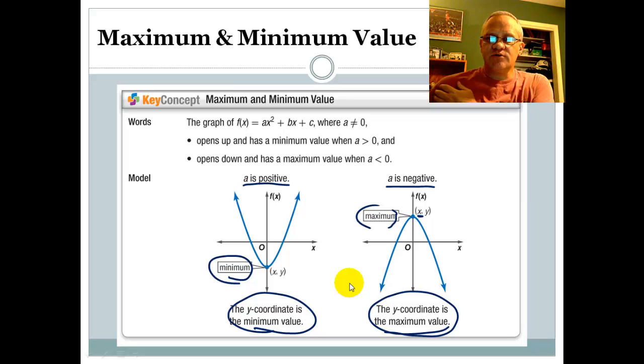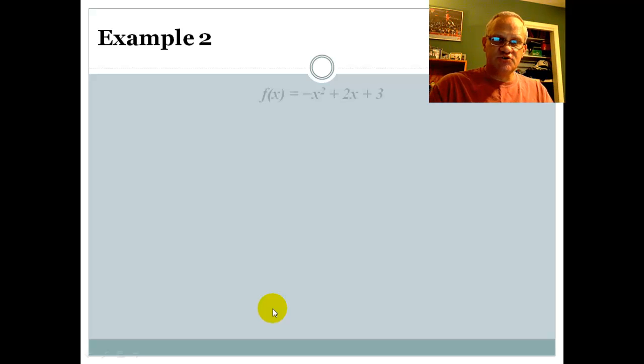And I'll walk you through that whole process in a second here. Okay, so those are the important things there. The number that's in front of x squared tells you if it's negative or positive. If it's positive, it'll have a minimum. If it's negative, it has a maximum. And then to find the actual value, you find the y-coordinate at the vertex. Okay. All right. Example 2.